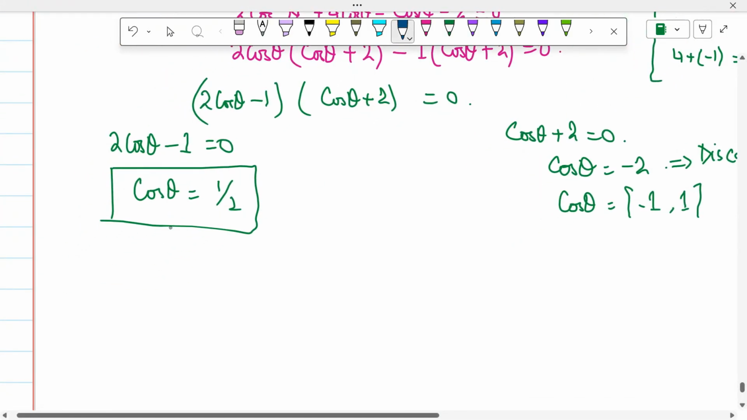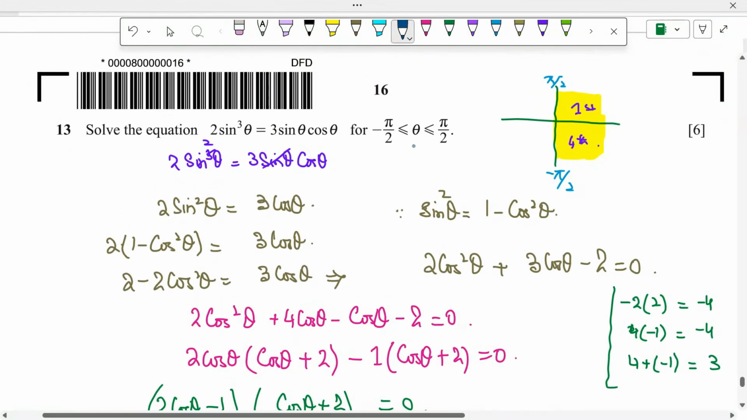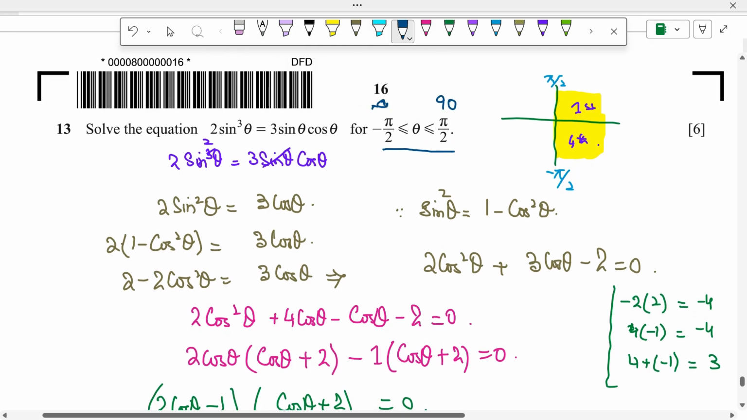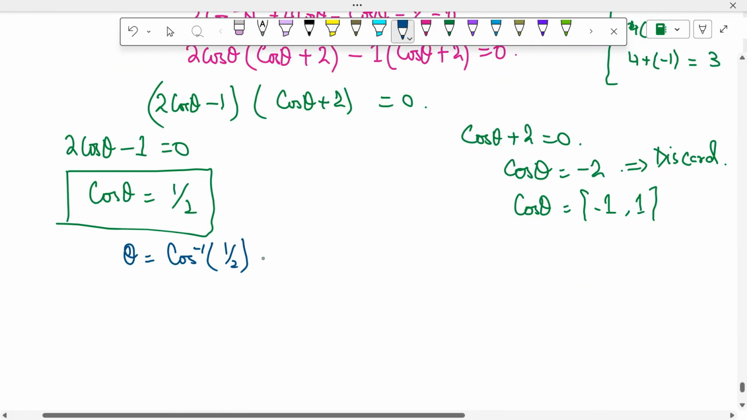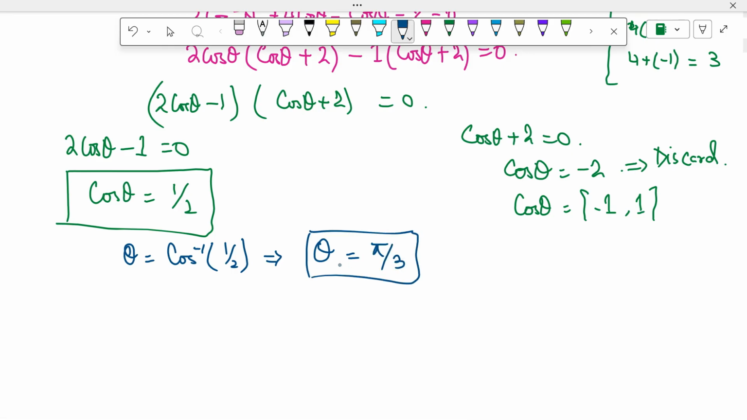We will solve this equation, which says that theta is equal to cos inverse of half, and we need to find the value of theta in radians because the range is given in radians. If it is given as positive 90 to negative 90 degrees, then we will calculate the values in degrees. So theta is equal to pi by 3. This is the angle in the first quadrant.